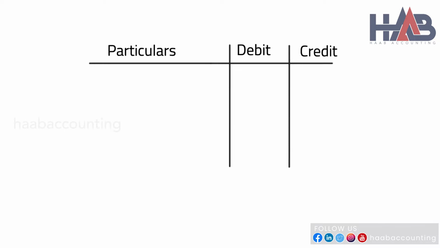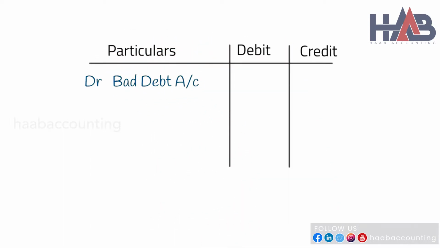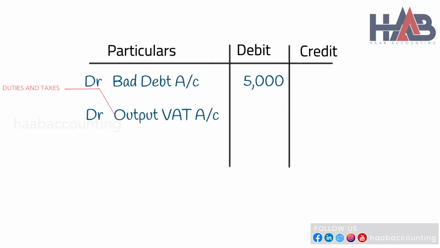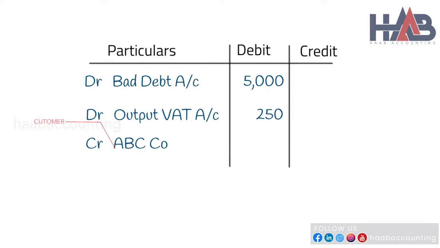The journal entry for writing off the bad debt amount from supplier Hob Trading's books of account is debit, bad debt account, which is to be grouped under indirect expenses, amount 5,000, the taxable portion. Debit, output VAT, which is grouped under duties and taxes, amount 250, the VAT portion. Then credit, ABC Company, the customer, amount 5,250, the total invoice value.